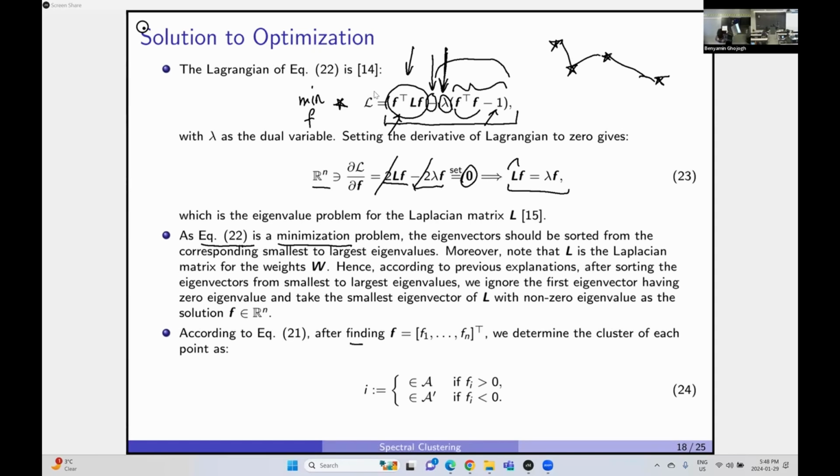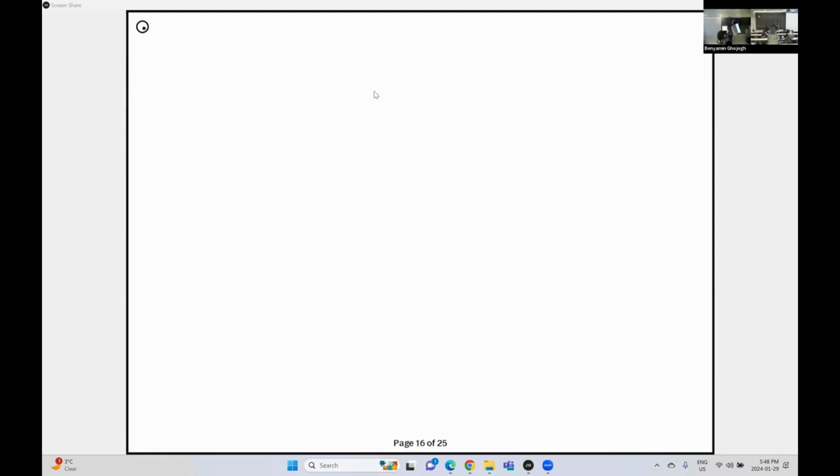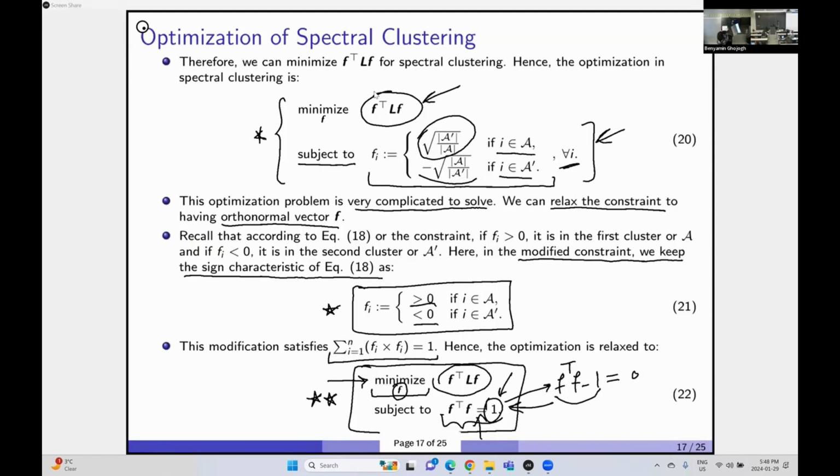After finding this f, which is the eigenvector of the Laplacian matrix, what should we do? We determine the cluster of each point as this. Basically, if fi is greater than 0, it belongs to cluster A. If it's less than 0, it belongs to cluster A prime. Recall the definition of fi, and we relaxed it to equation 21. So either look at this or this. The sign is important, right?